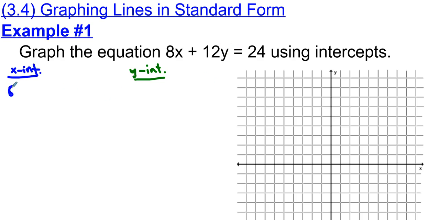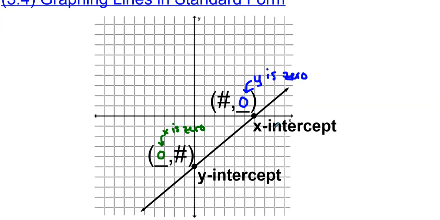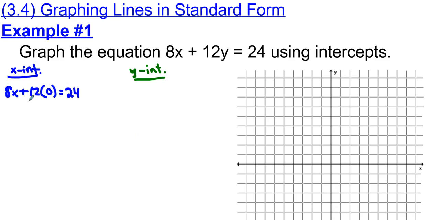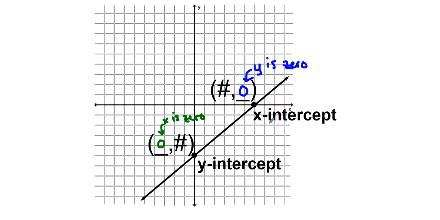So we have 8x plus 12y, but now y is a 0, equals 24. 12 times 0 is 0. Anything times 0 is 0, so that just eliminates from my problem. I'm left with 8x equals 24. Divide both sides by 8 and you get x equals 3. So the x-intercept is the point (3, 0). I can graph the point (3, 0), there's my x-intercept.